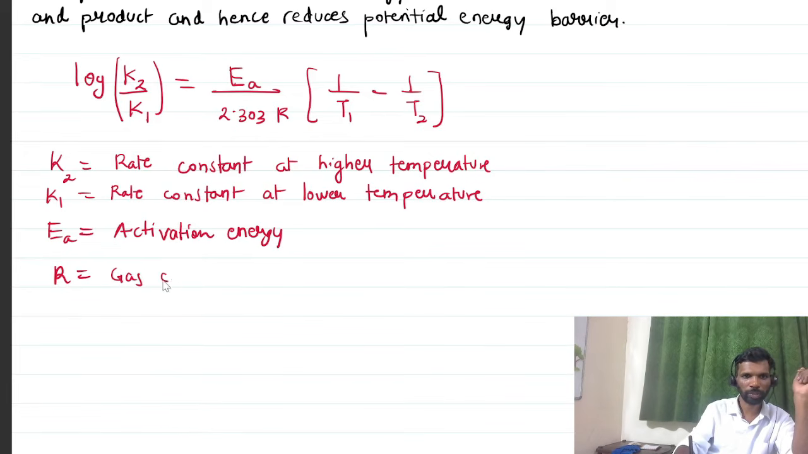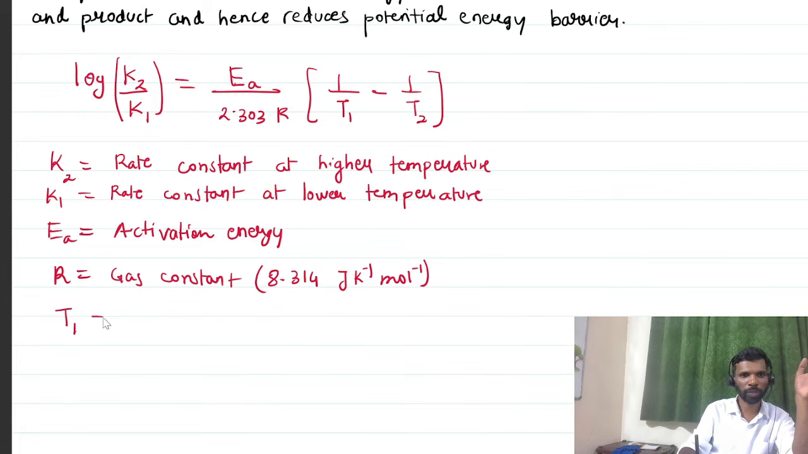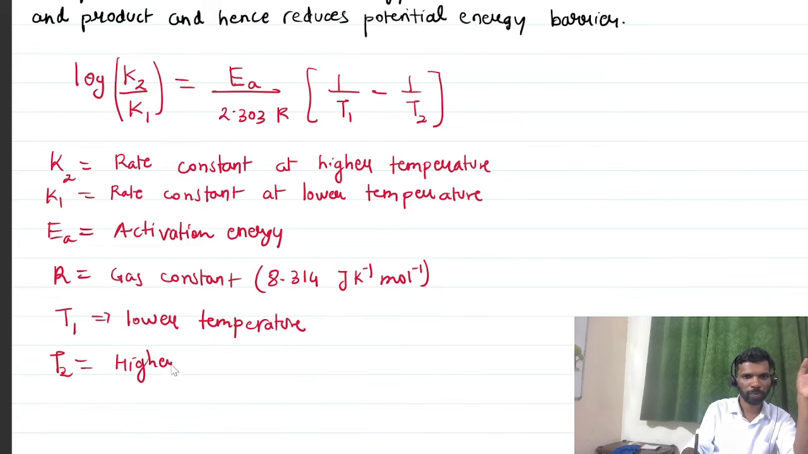Sometimes they don't give the value, but you have to remember it: 8.314 joules per Kelvin per mole. Now, T1 is the lower temperature and T2 is the higher temperature. Okay, this is the formula.